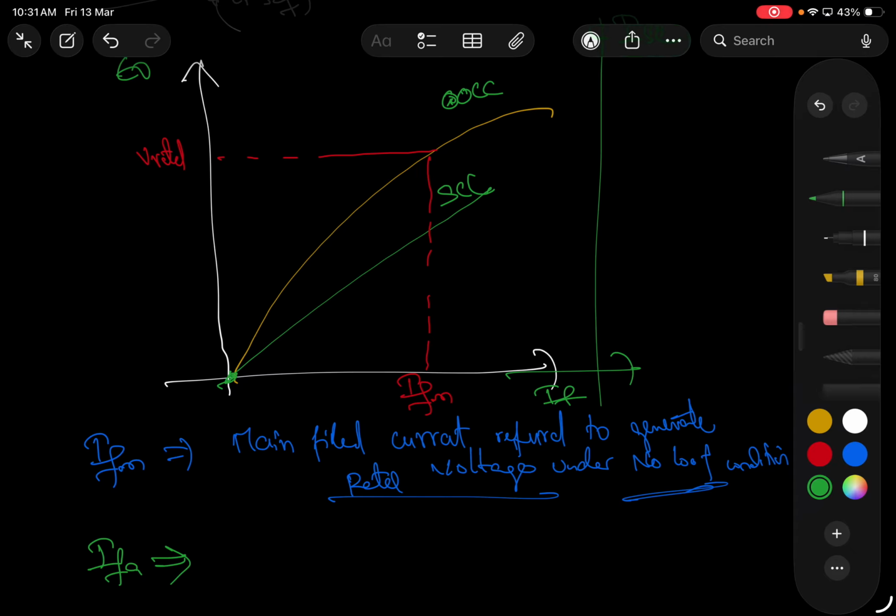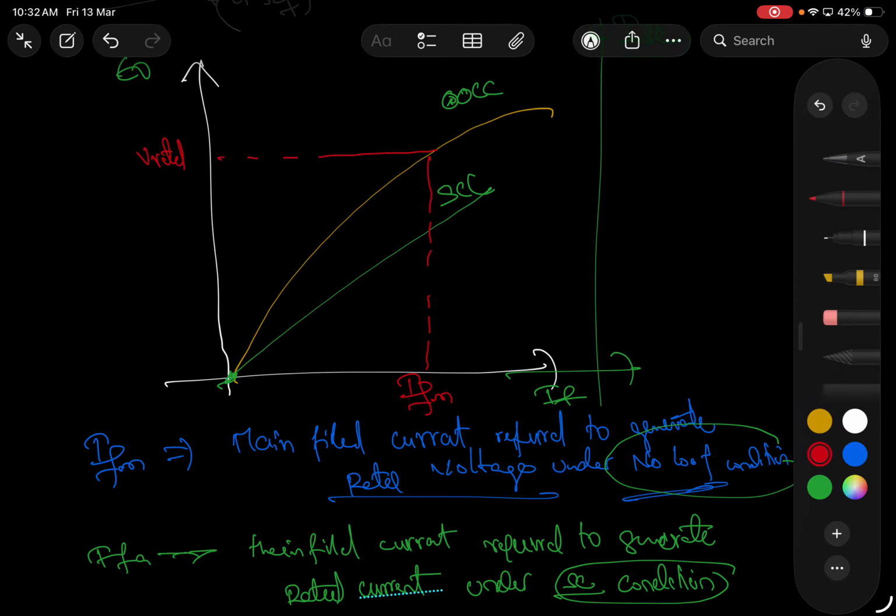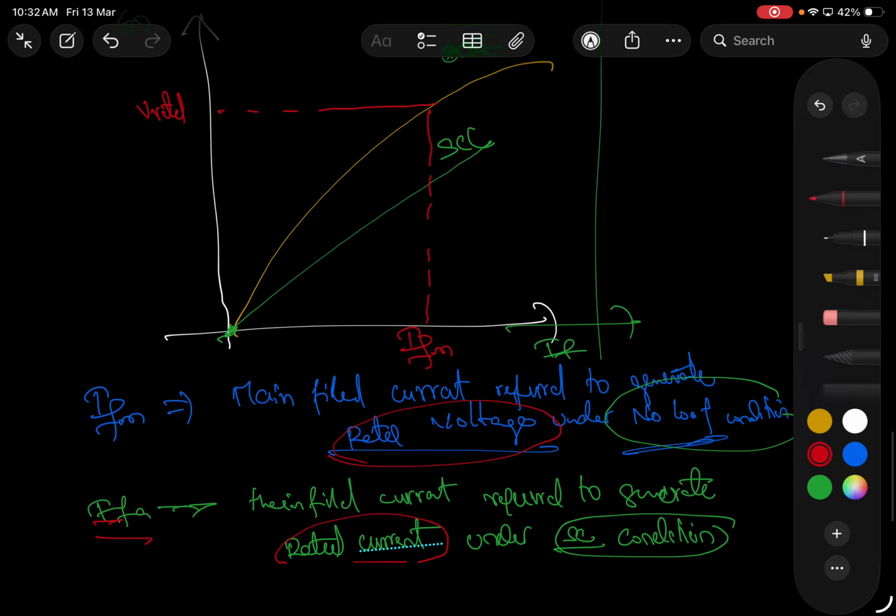Notations may be different in some other textbooks. What is this IFA? IFA stands for the main field current required to generate rated current under short circuit condition. These two things are important here: rated voltage here, rated current here. Main field current required to generate rated current under short circuit condition.